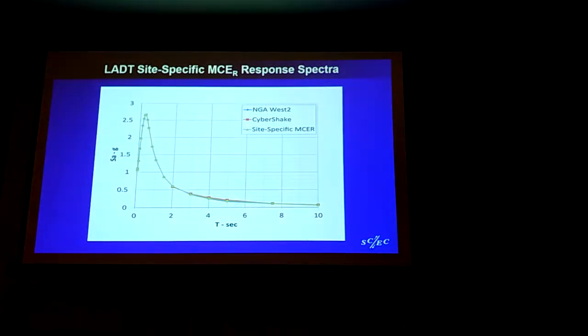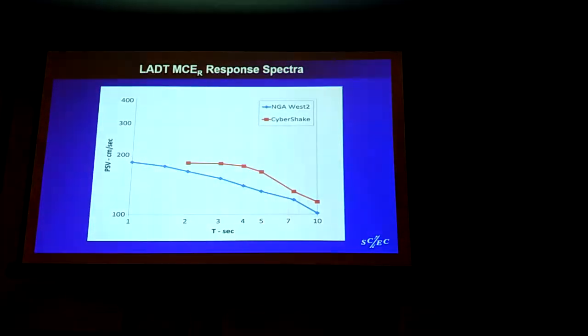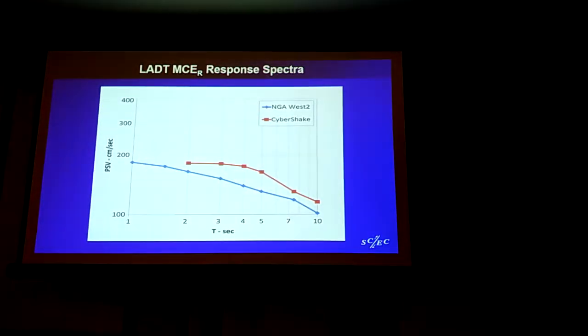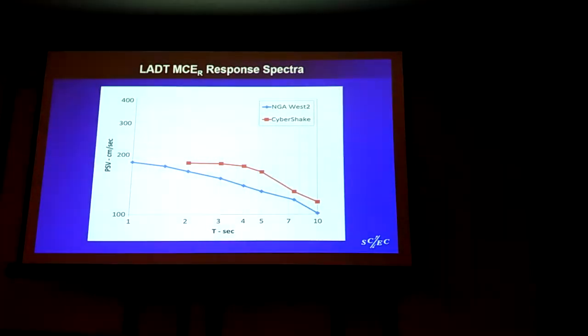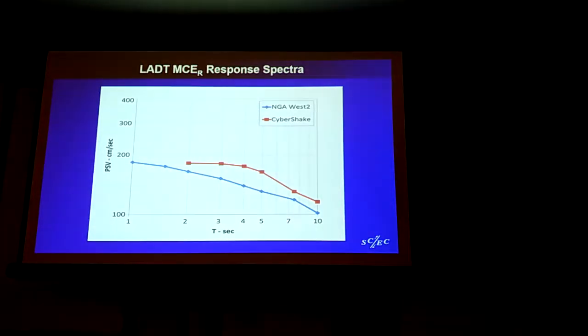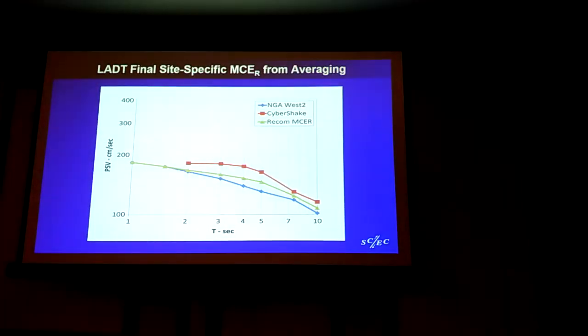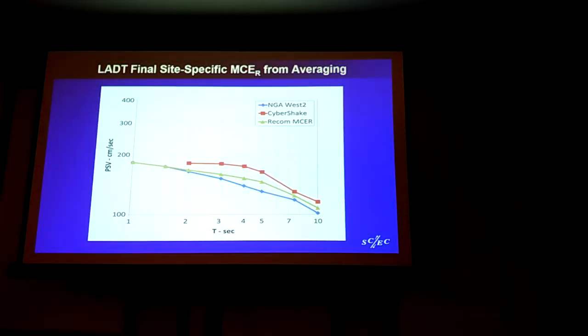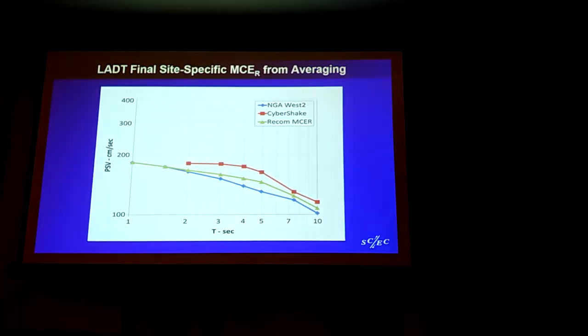And so let's go back to the log pseudovelocity versus log period plot for this particular location. These are the differences between the CyberShake results and the NGA-West2 equations. CyberShake is greater than the result from the NGA-West2 equations by anywhere from 10% to 25%. But when we do the averaging scheme, the result is shown here by this green line. And now the question is, how much greater is the recommended spectrum versus the spectrum you would get from the traditional approach from the NGA-West2 equations?